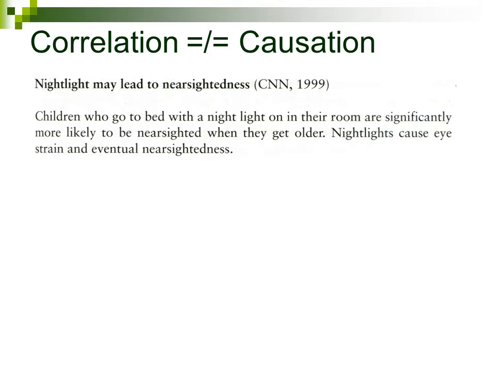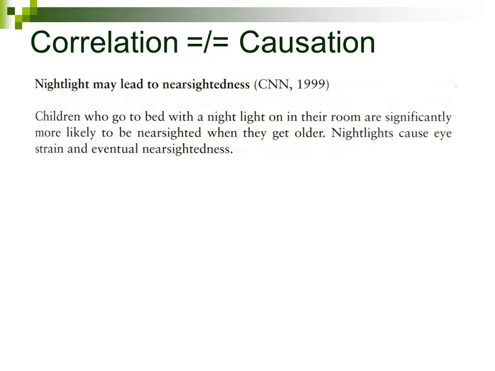Well, what are the possibilities when we have this relationship between nearsightedness and nightlights? The first one is that it could be A causes B, that nightlights do cause nearsightedness. That's certainly a possibility. However, it could also be the case that nearsighted children need nightlights to see at night. So B causes A, that being nearsighted causes someone to need a nightlight. It could also be that some unknown factor is responsible for both variables.